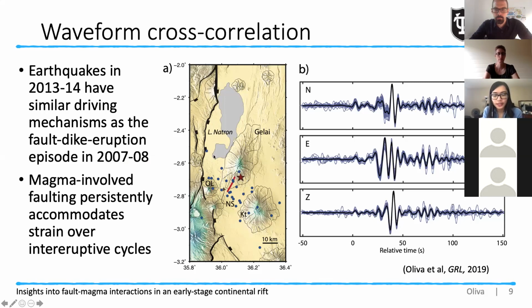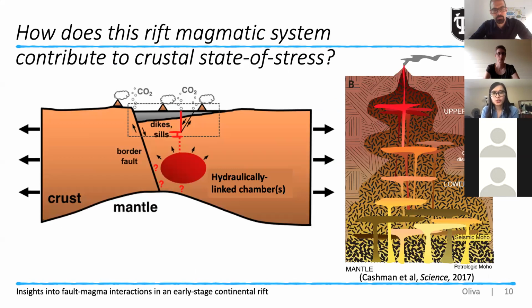They are similar but not identical, which can be expected in magmatic regions where strain is distributed over fractures above the intrusion, as opposed to slipping on the same fault. We then conclude that magma-involved faulting persistently accommodates strain over intereruptive cycles. So we know there must be a transcrustal magmatic system with a lower crustal magma chamber and shallower sills underlying this magmatic system, with fluids such as CO2 probably using faults as conduits to the surface.